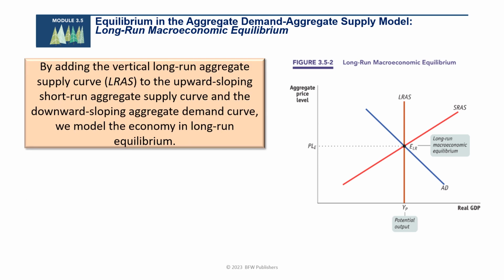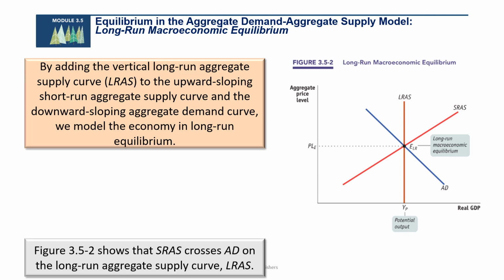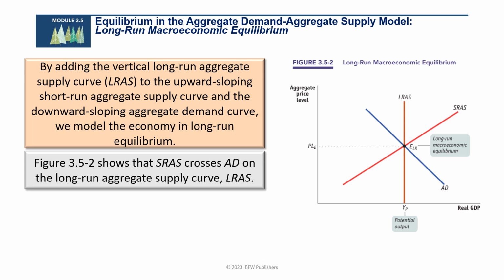So what have we done? We simply added our long run vertical aggregate supply curve to our short run analysis, our upward sloping short run aggregate supply curve and our downward sloping aggregate demand curve. And we've modeled macroeconomic equilibrium in the long run.